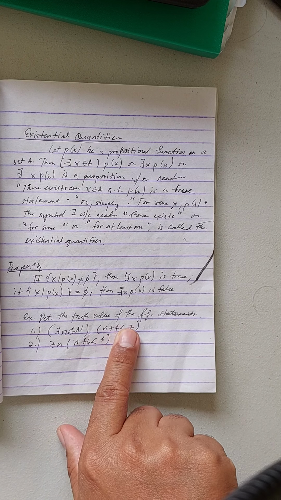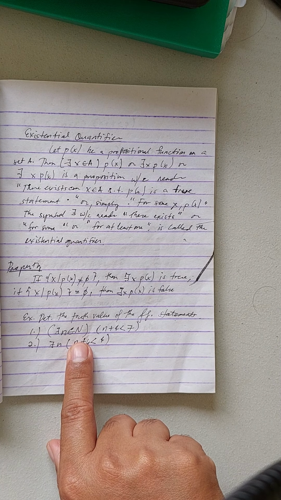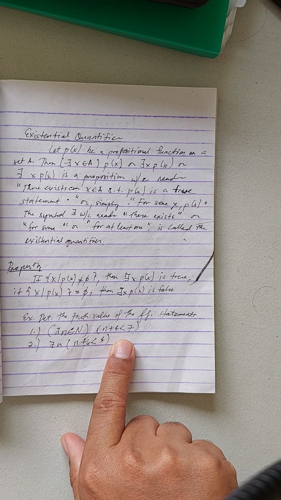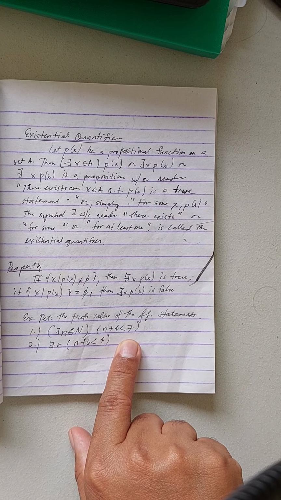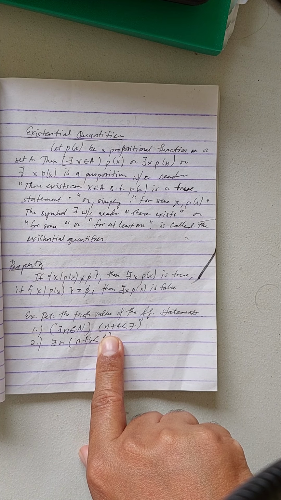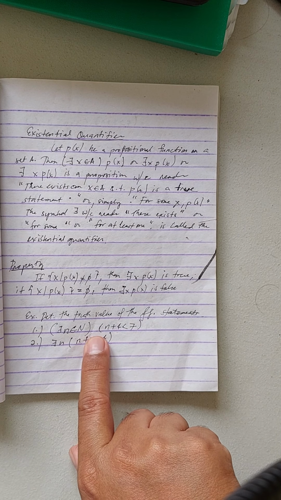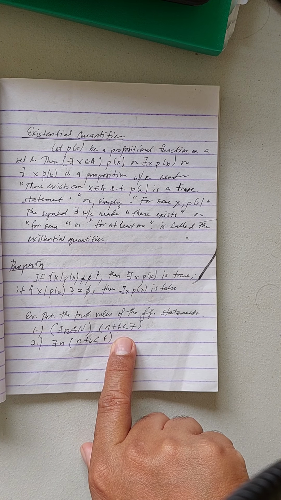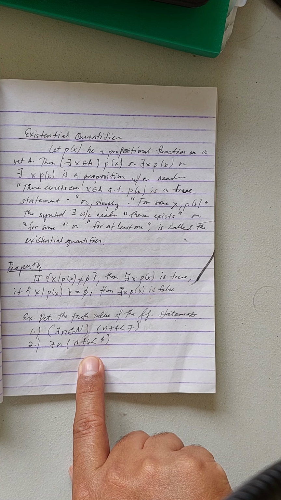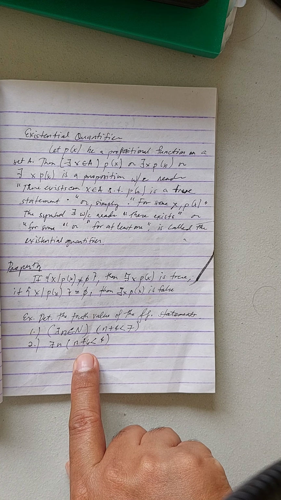Example, determine the truth value of the following statement. There exists n element of N such that n plus 4 is greater than 7 or lesser than 7. There exists an element in our counting numbers. Looking at this alone, number 1 is true. And number 2 is false.